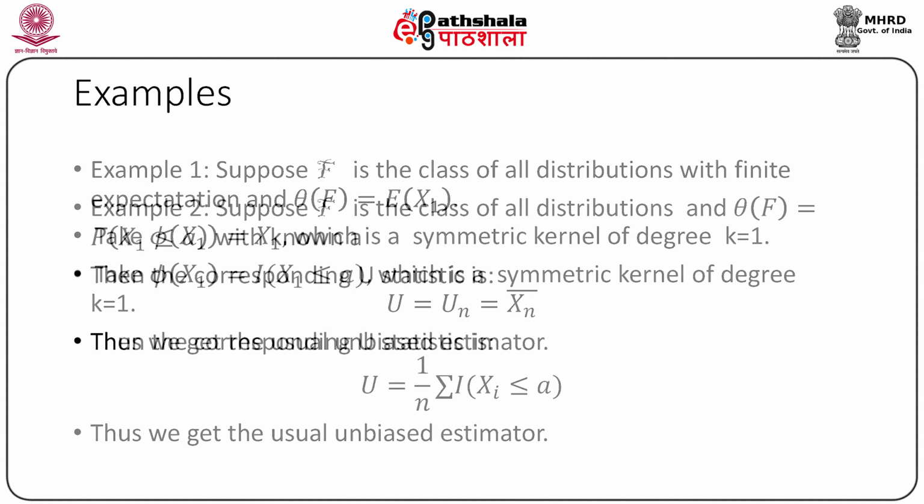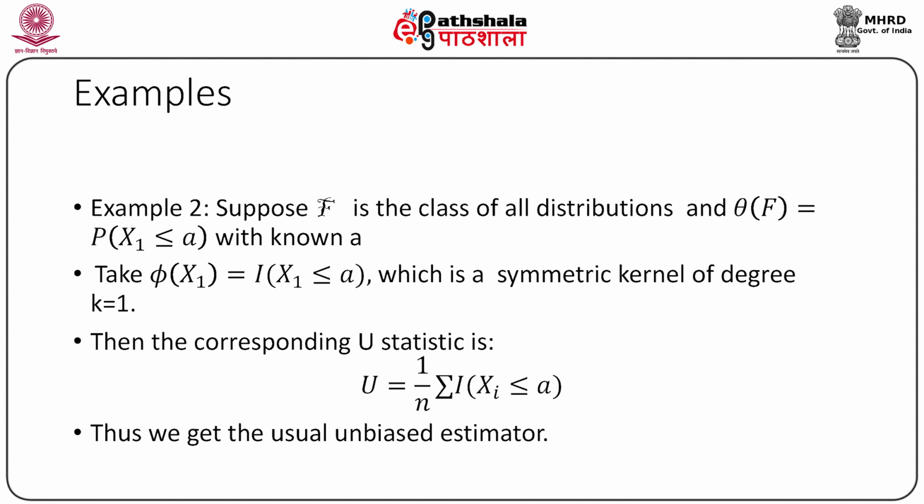Consider the next example. Suppose script F is the class of all absolutely continuous distribution functions and theta F is the probability that x1 is less than or equal to small a, where a is known.